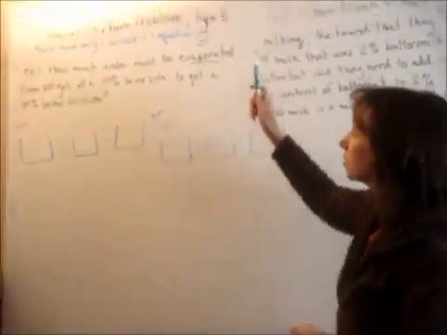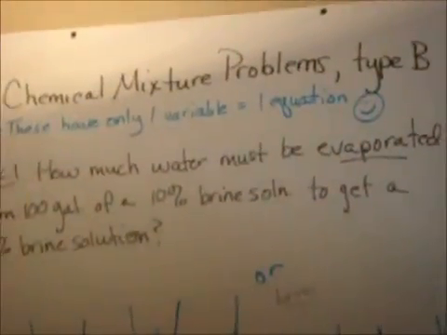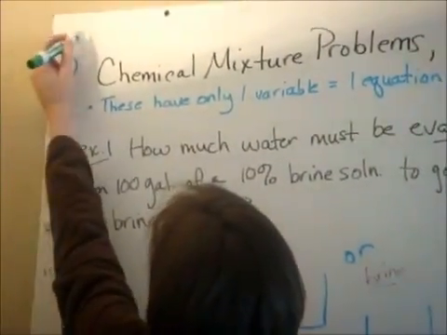Alright, today we're going to do chemical mixture problems, type B. I think it's less than 61. I forgot to put that on the board.